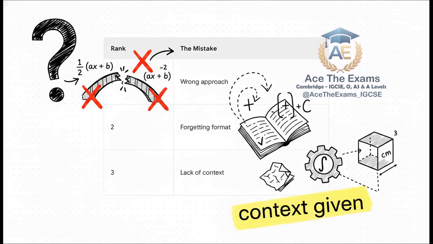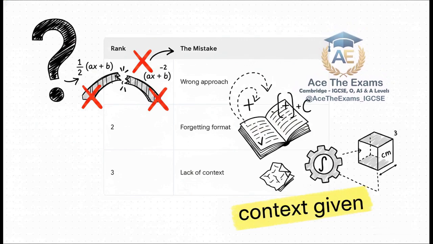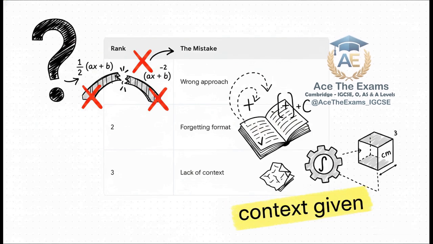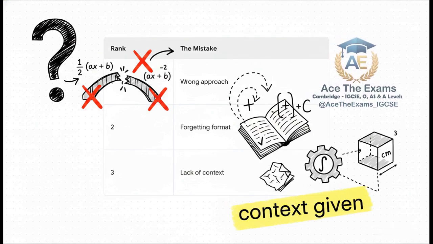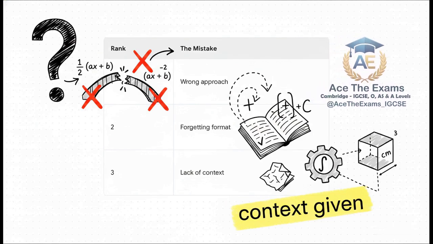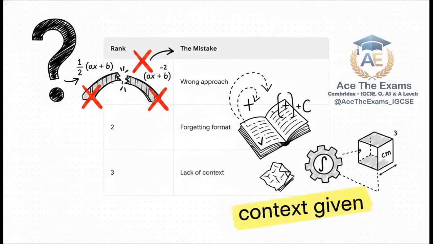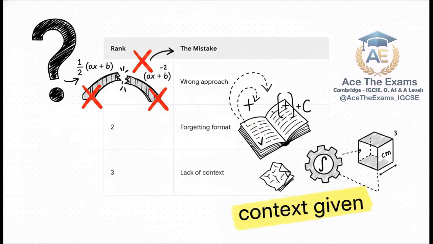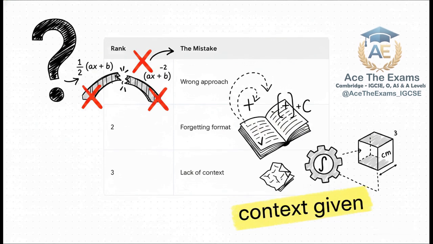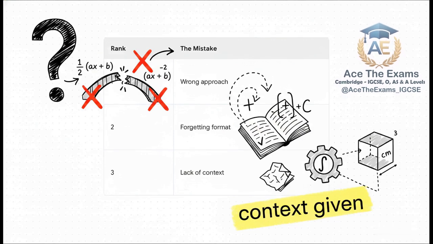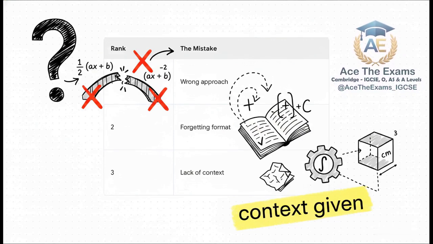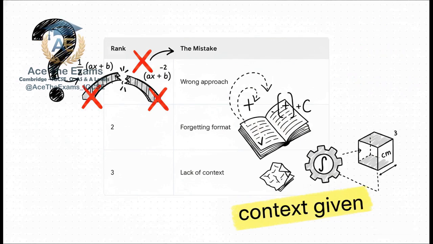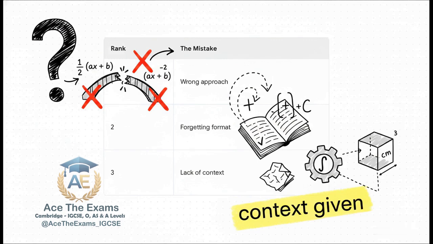Rank 2, forgetting format and presentation. We talked about this, missing the plus C, forgetting absolute value brackets. This poor presentation breaks the procedural framework. Rank 3, answers not specific to context. Imagine a medium-tier student paragraph. The math problem is set in a real-world engineering context, calculating the volume of a manufactured part using sine of (ax + b). The student calculates 14.5 and stops.